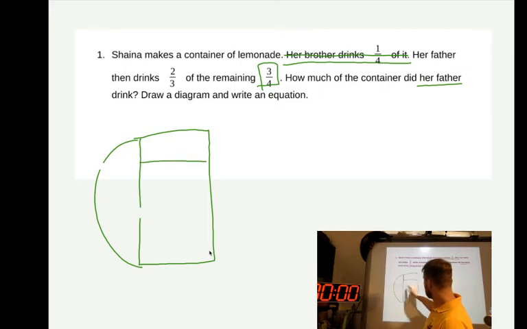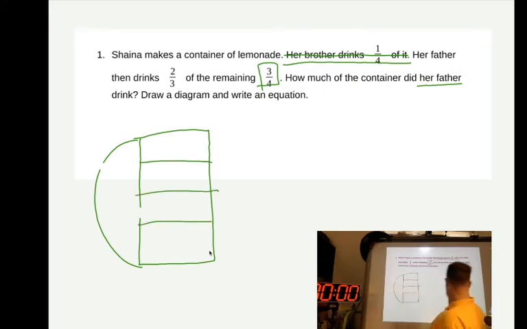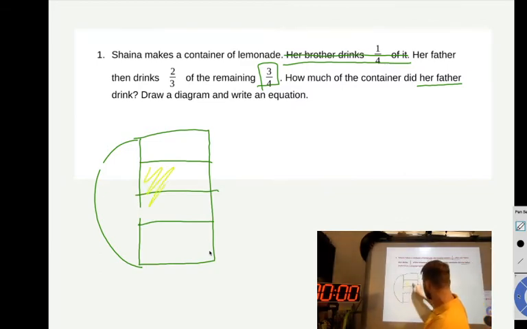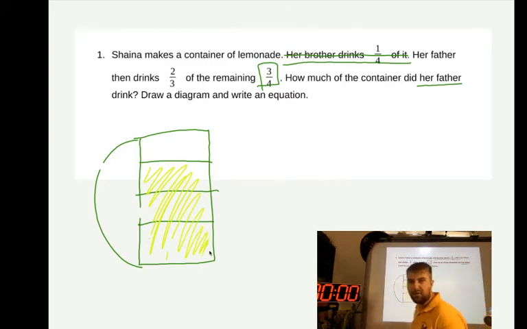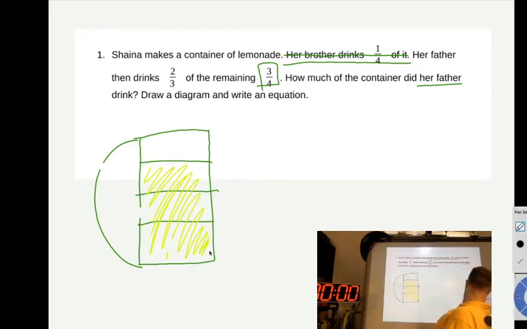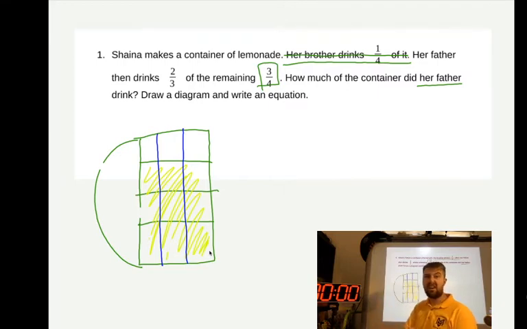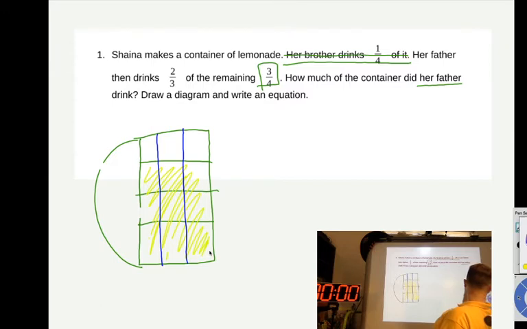With our picture, 1, 2, 3, 4. There are 3/4 left of this lemonade, so I'll shade in 3/4 of that. And then we see that her father drinks 2/3 of the amount that's left. So we are going to, in blue, cut everything into thirds vertically. So our quarters went horizontally, and then our thirds went vertically, and he drank 2/3 of them, so we will shade in 2/3, top to bottom.